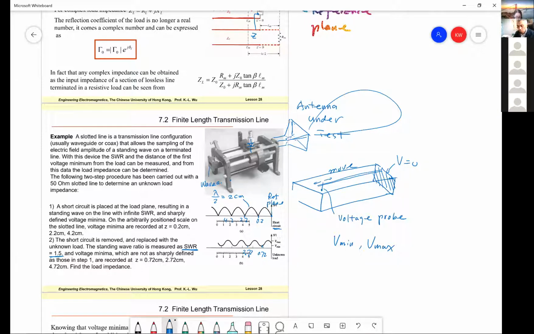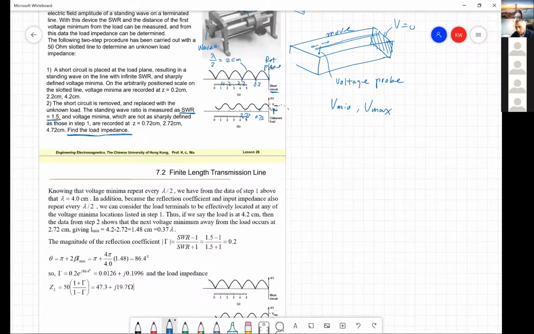So let's find the load impedance. In this case, what do we like to find? We like to find the extension of this, right? So we like to find what is this? Then what is this?